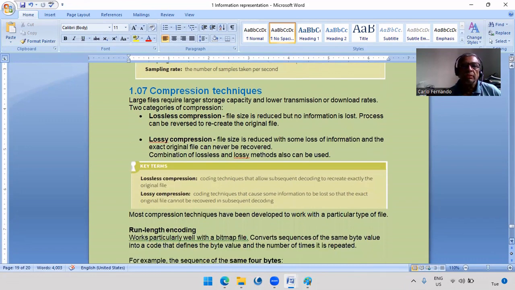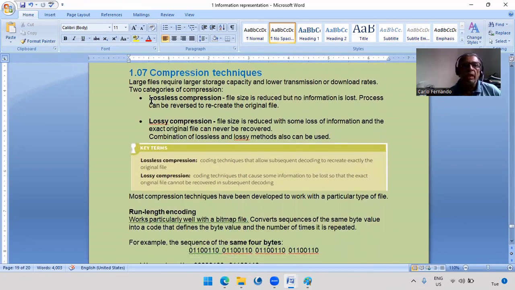Compression techniques. Why do you want compression? Large files require large storage capacity and lower transmission or download rates, because there's a problem when the files are large. Two categories of compression: one is lossless, the other one is lossy. In lossless compression, file size is reduced, but no information is lost. The process can be reversed to recreate the original file. So you can get the original one if you want.